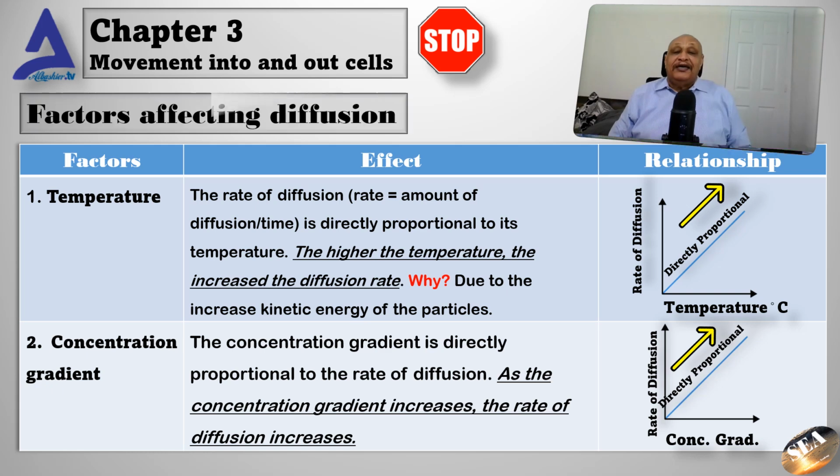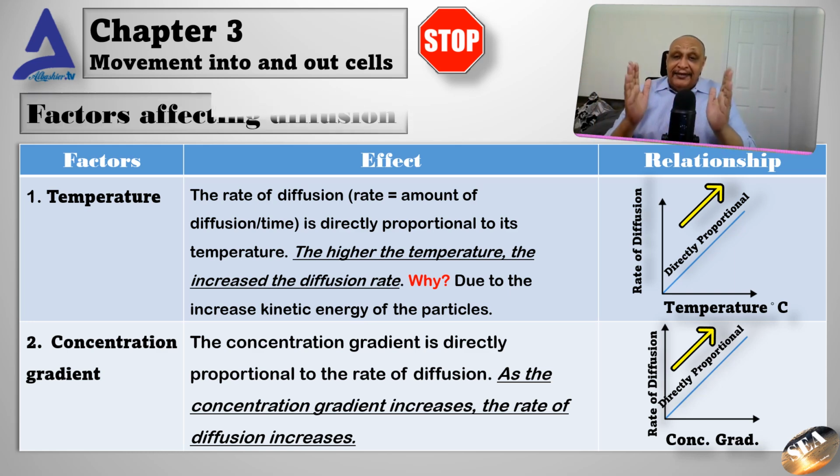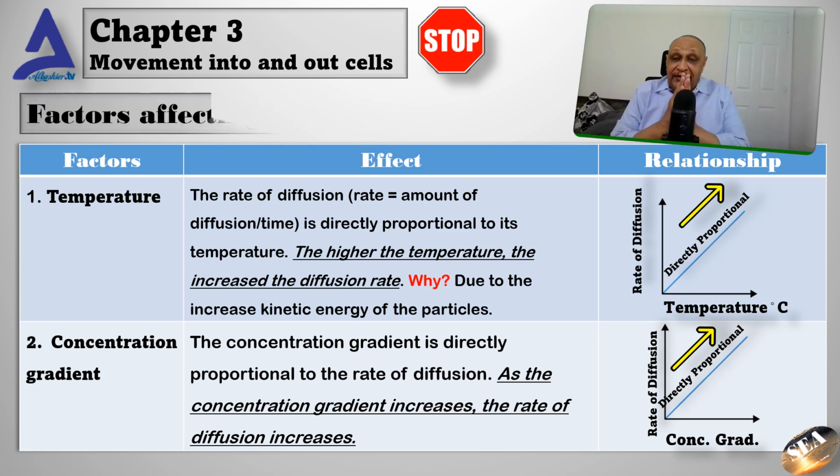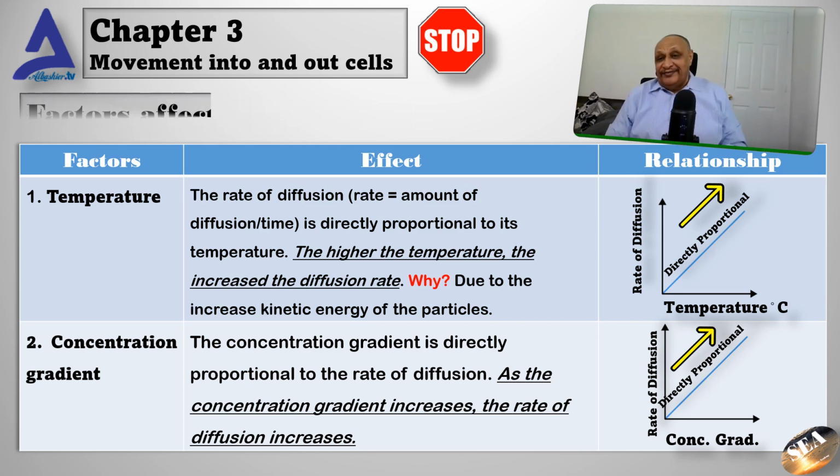Why do we say that when we cool it, the rate is going to decrease? Because cooling makes the particles huddle to each other, and the space between them is going to be less. When the space between them is less, their random movement is going to be restricted. So their kinetic energy is going to be less, and the diffusion also is going to be less.